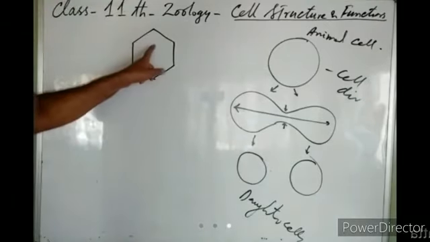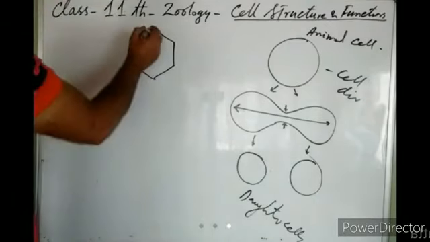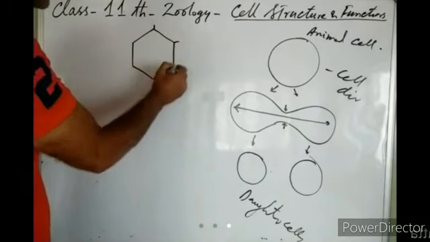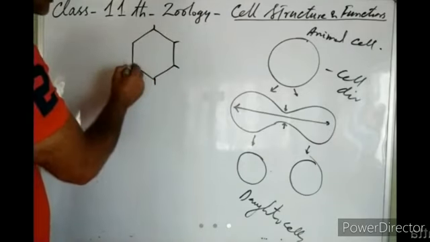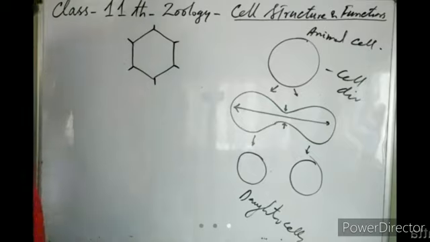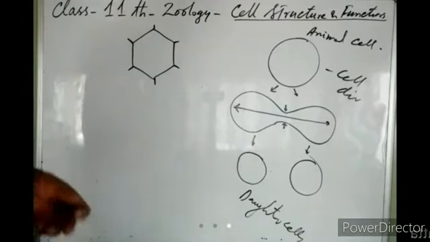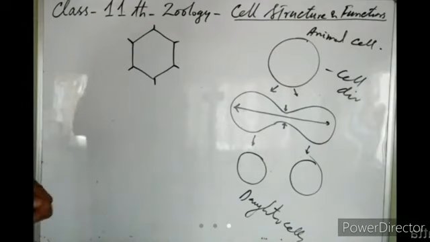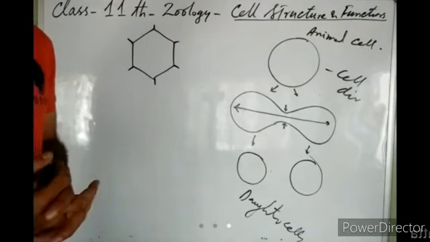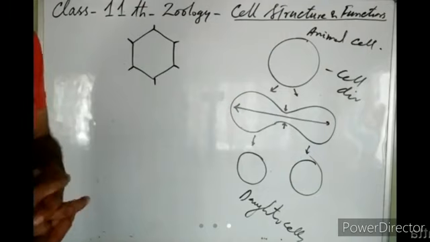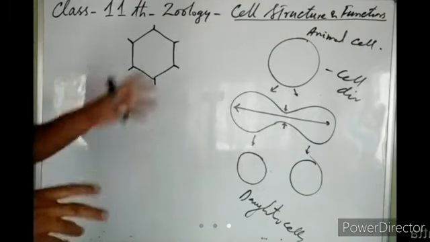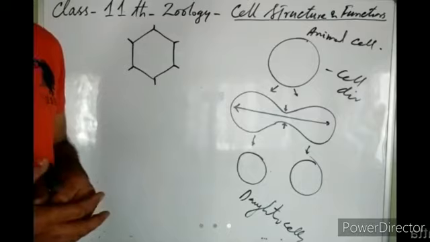So what happens in plant cells? You know plant cells are externally covered by a cell wall. This cell wall is a hard, rigid structure. So how do plant cells divide? Plant cells do divide. They show mitosis as well as meiosis in certain cases. So how do these plant cells divide?